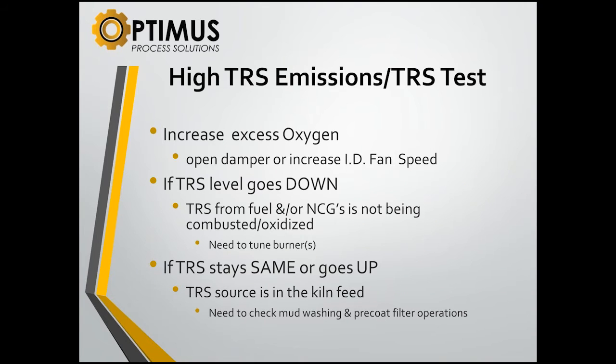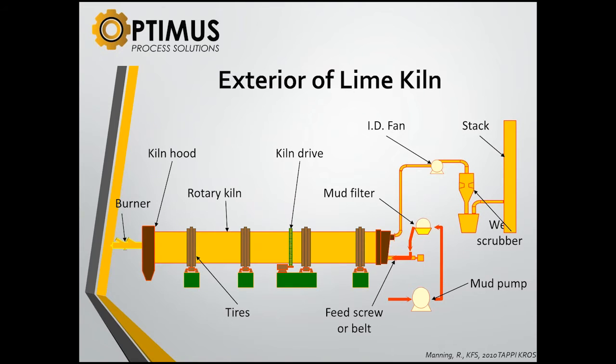If the TRS level goes down at that point, the TRS is from the fuel and or the NCGs not being fully combusted or oxidized. And you need to look at the burner system and or the NCG lances to determine if there's a problem. If the TRS stays up or stays the same or goes up, the TRS is coming in with the kiln feed. Need to check your mud washing and pre-coat filter operations.